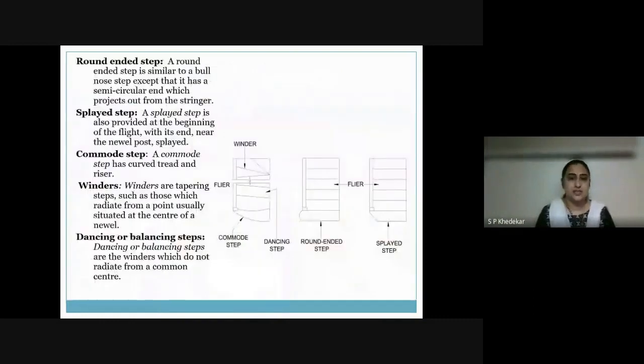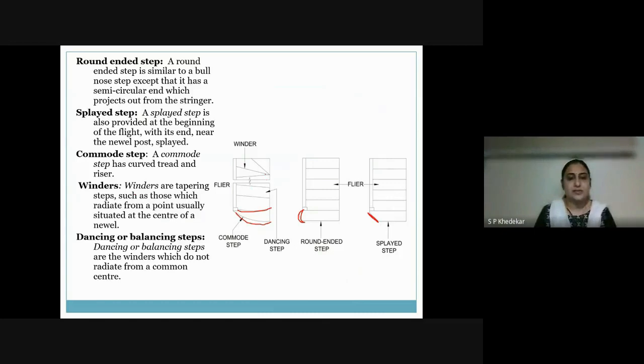Next is a round-ended step. As the name itself indicates, round-ended means it has a proper round, semicircular end which projects outside. Then comes splayed step. Splayed step means it is provided at the beginning, and its end is splayed, so it has a certain angle. Then comes commode step. A commode step has a curved tread as well as a curved riser, as we can see over here. Then comes winder.